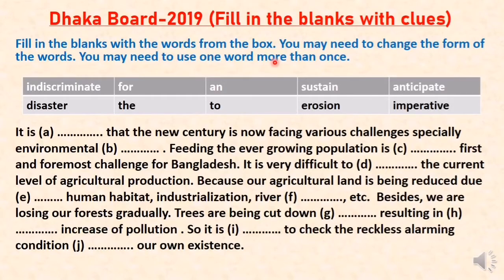Now, you can see a box is given over here, and in the box 10 words are given. And with these 10 words, you are going to complete this whole passage. You can see a passage is given, and inside the passage, some blanks are given. 10 blanks are given usually, and each blank contains a number like A blank, B blank, like this way.